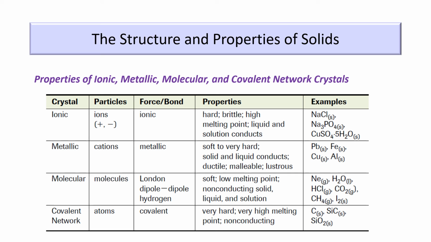Properties of ionic, metallic, molecular, and covalent network crystals. So this is a summary chart that will provide you with some information as you complete your lesson. So the crystal is ionic, particles are ions, force bond ionic, properties hard, brittle, high melting point, liquid and solution conducts. And I've given you some examples.